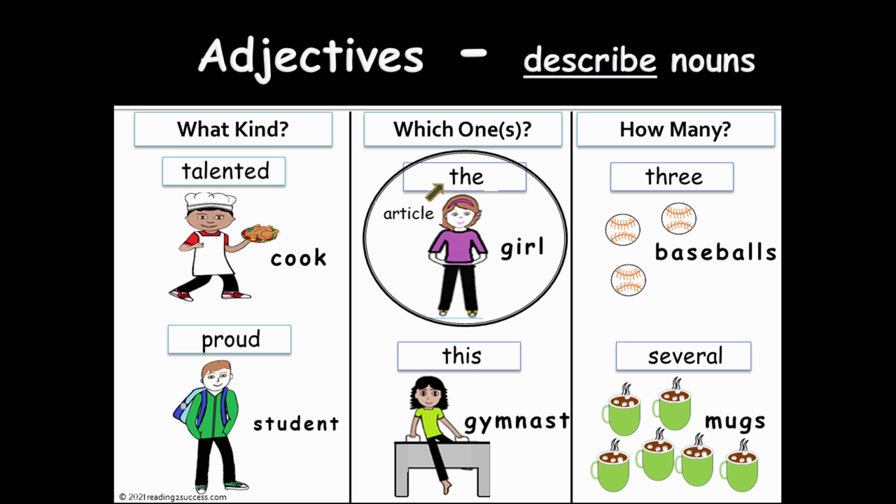Now introduce kids to adjectives. Adjectives describe nouns. They can tell what kind, as in talented cook, proud student, or which ones, the girl. And the, as we learned earlier, is an article, also an adjective. And this gymnast. Or how many? 3 baseballs, several mugs.